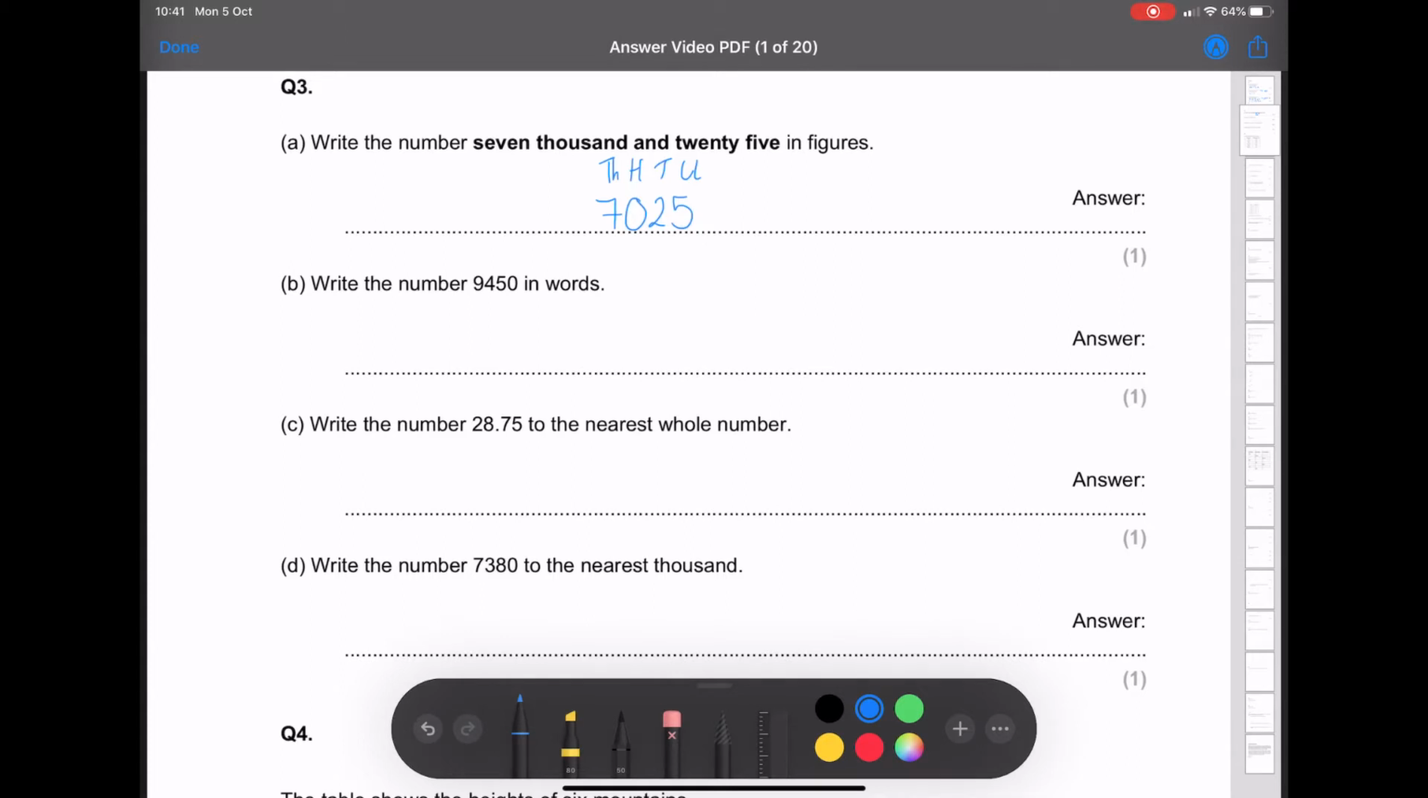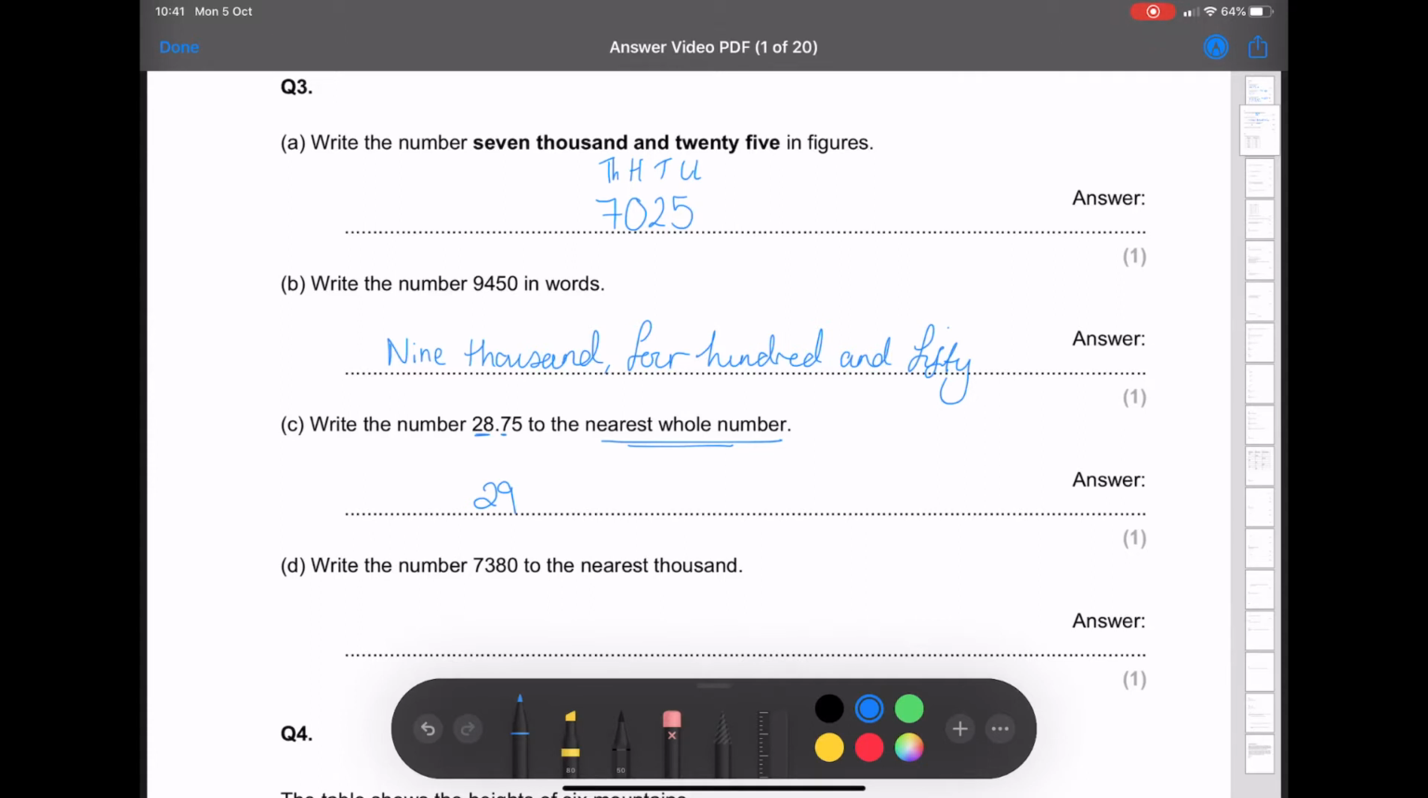Right, write the number 9,450 in words. Okay. So 9,000, it sounds fine because I'm saying it. 9,450. Okay. Now it says to write the number 28.75 to the nearest whole number. Some of you are putting 30, but it's not actually closer to 30. It's 28.7, which means it's closer to 29. Nearest whole number. If I rounded to 30, you'd be rounded to the nearest 10.